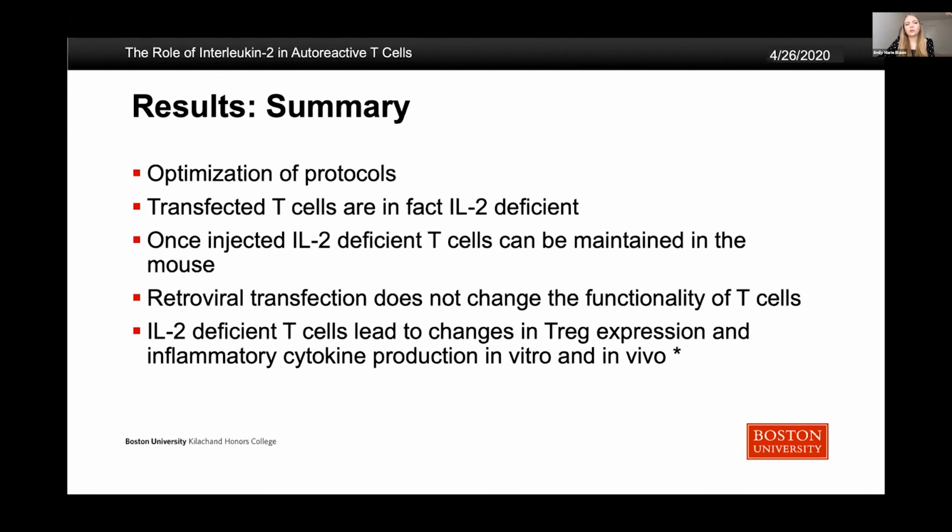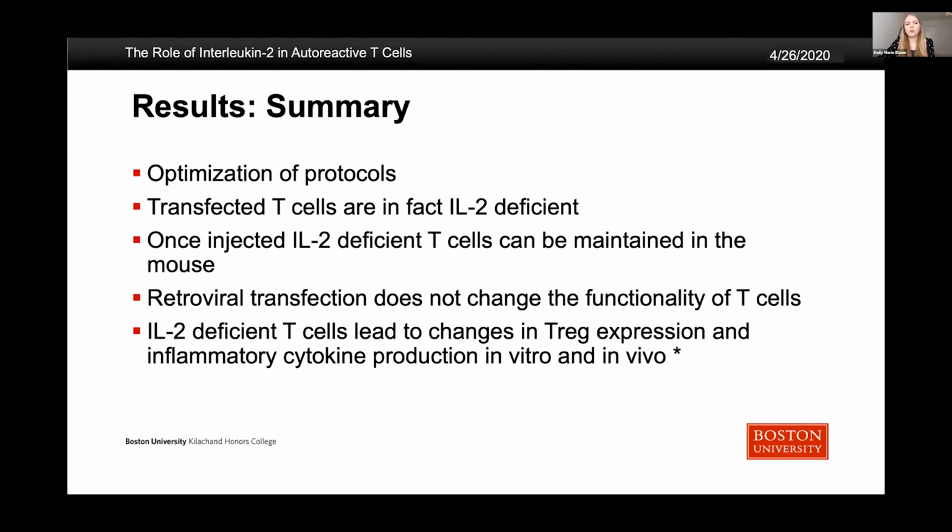We were also able to show that these transfected T cells were in fact IL-2 deficient. And we were also able to show that we could maintain these IL-2 deficient T cells in culture before we injected them, which was a really vital part to furthering this experiment because it allowed us to get better cell numbers before we injected our mice, our recipient mice.